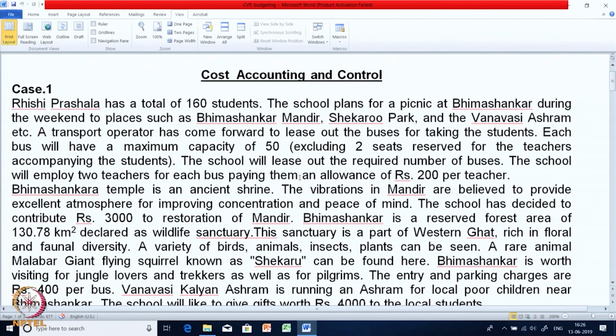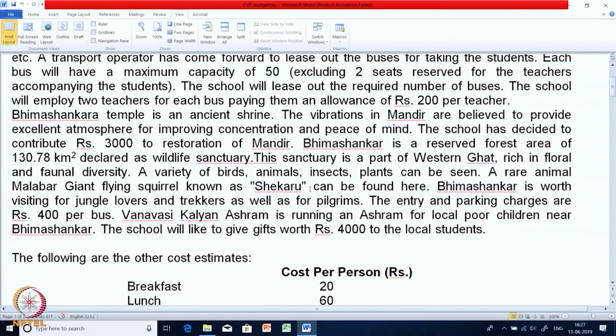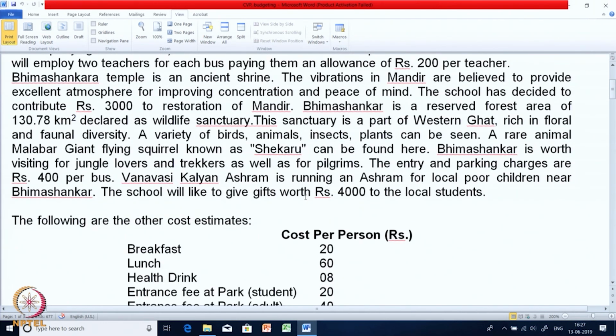So Rishi Pathshala has a total of 160 students and they are proposing to go for a picnic to Bhimashankar. Now Bhimashankar is a very important pilgrimage place in Maharashtra. It also has a very interesting sanctuary there, wherein you can see wildlife. So please go through this. There is a reserved forest there. Cost details are also mentioned.